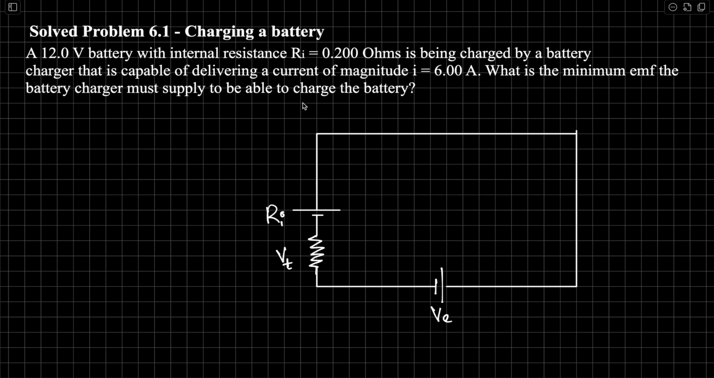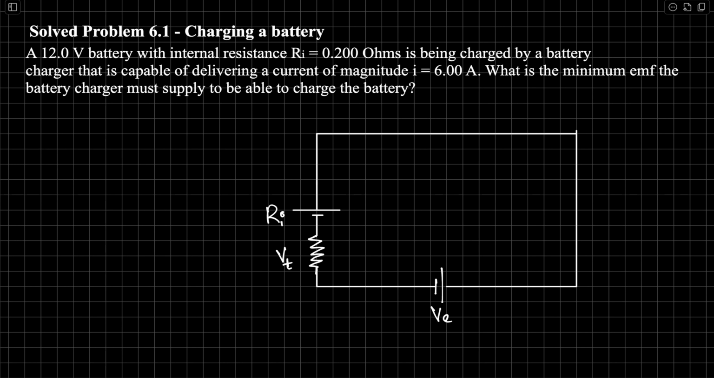Another question, solve problem 6.1, charging a battery. A 12-volt battery with internal resistance Ri equals 0.2 ohms is being charged by a battery charger that is capable of delivering a current of magnitude I equals 6 amps. What is the minimum EMF the battery charger must supply to be able to charge the battery?